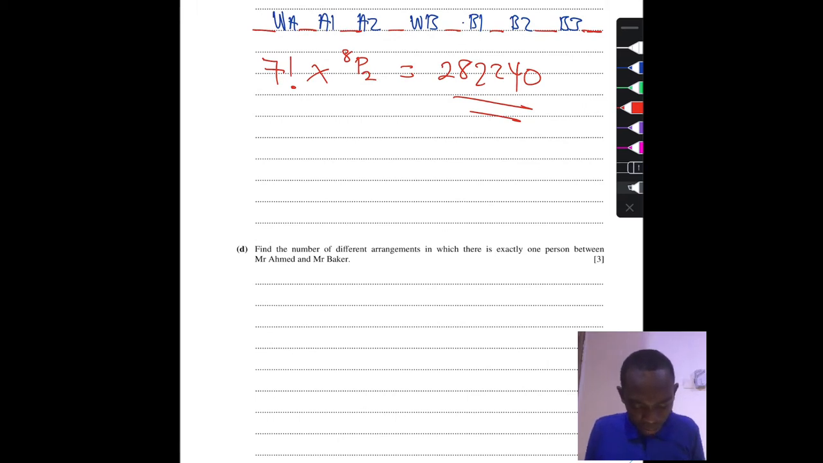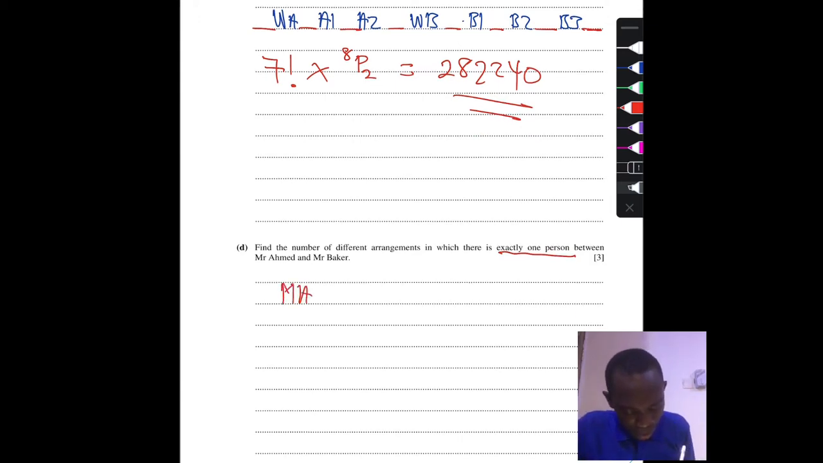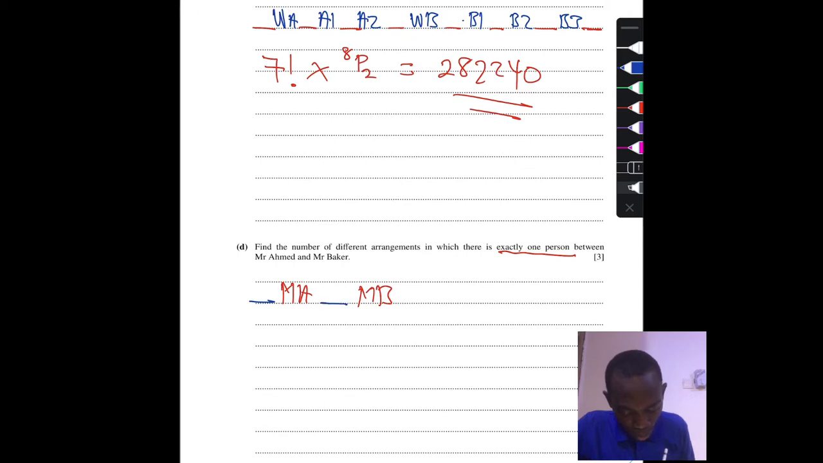Find the number of different arrangements in which there's exactly, underlined exactly, 1 person between Mr. Ahmed and then Mr. Baker. So you put Mr. Ahmed there, put Mr. Baker there, put a dash in between them so that there's exactly 1 person in between them. Okay, so MA for Mr. Ahmed, MB for Mr. Baker, right? How many people are there in all together? 9. So we've arranged what? We put 2 there, so we are left with 7. So 1, 2, 3, 4, 5, 6, 7.